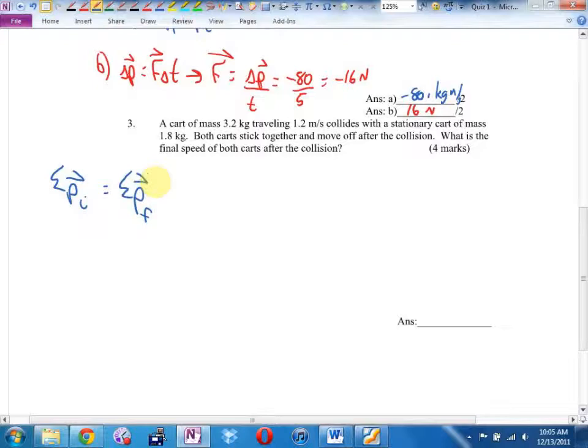Before the collision, what's moving? Mass 1, mass 2, or both? Mass 1. After the collision, what's moving? Mass 1, mass 2, or both? Both. Stuck together or separate? Stuck together.